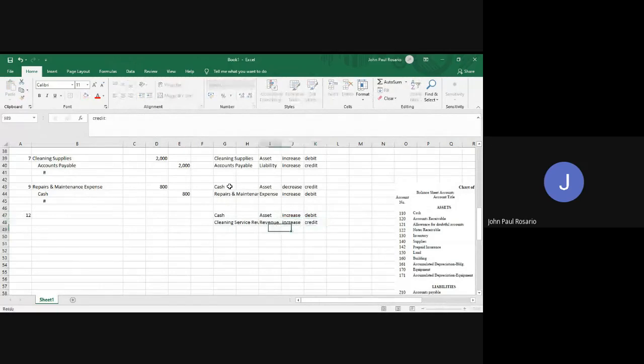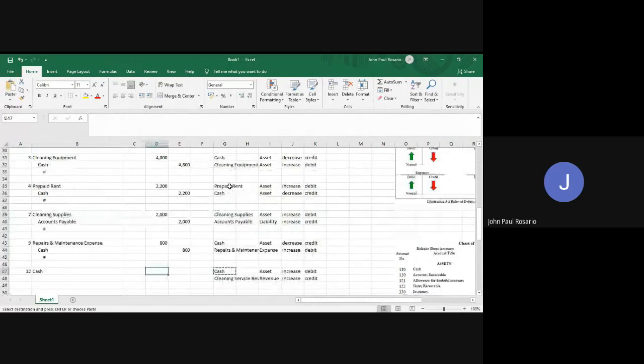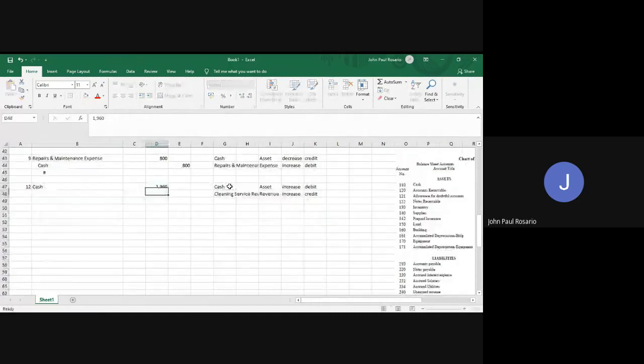So with that, we debit cash for how much was it? 1,960. Then we credit cleaning service revenue. 1,960. Then, explanation: to record receipt of cash for services rendered. Rendered means you have completed the service. So, 17.